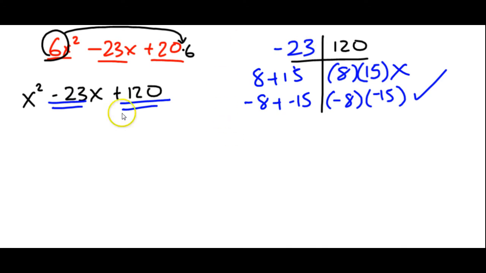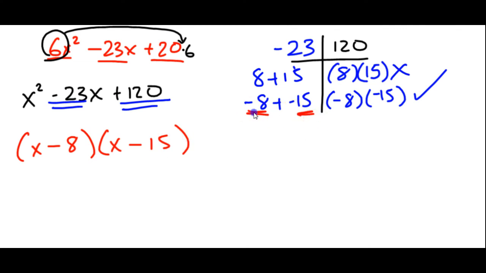But just be patient. So we have x minus 8 and x minus 15. These are our two numbers that we use to get 120 and negative 23. So that's our factored form. The next part, we need to take that 6 and divide it: divide each by 6, and then simplify.